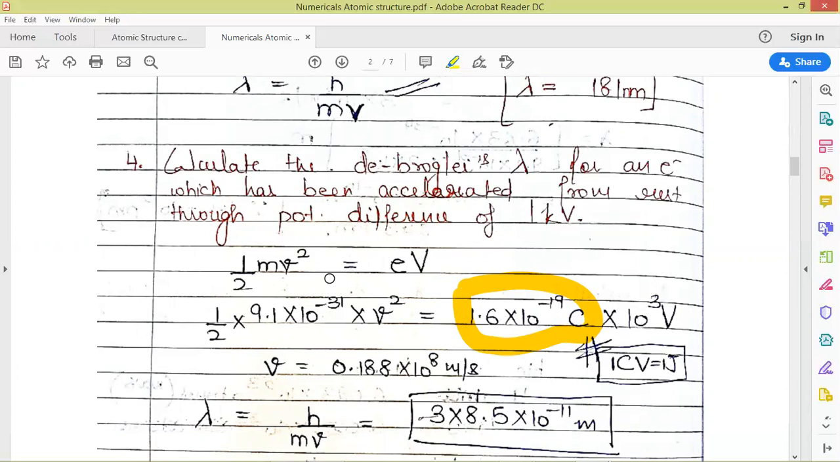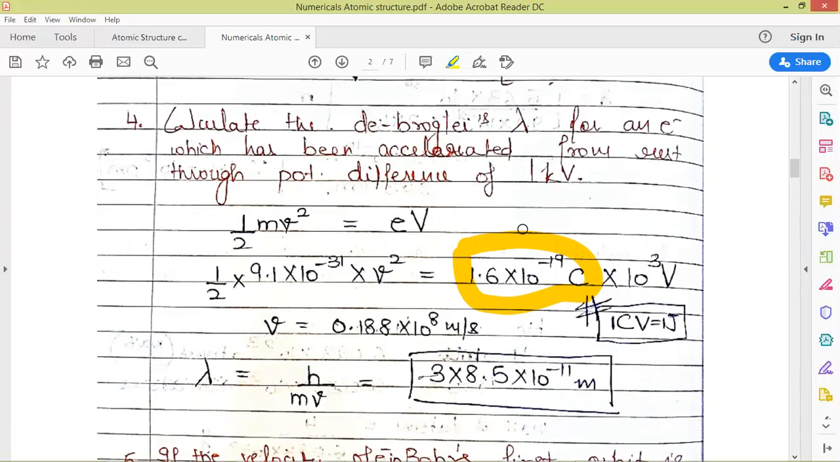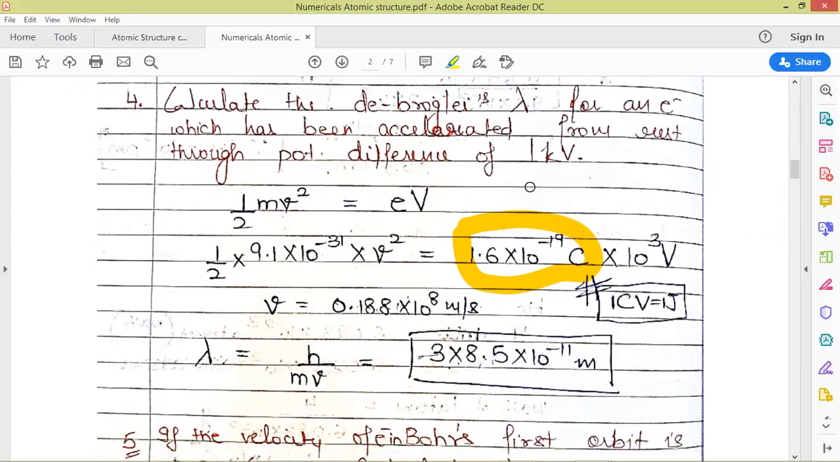If we equate it to half mv square, that is kinetic energy, from here we can calculate the value of velocity, as we know all the rest of the values. So velocity can be calculated, which we need for the calculation of lambda. It's a bit tricky question: you are given the potential energy, which is equal to the kinetic energy of the electron. At the expense of this potential energy, the electron has been accelerated from rest through the potential difference of 1 kV. So from here you can calculate the value of lambda.